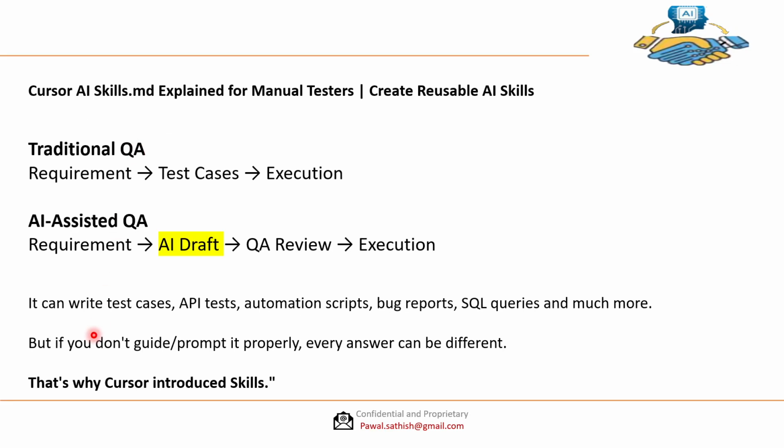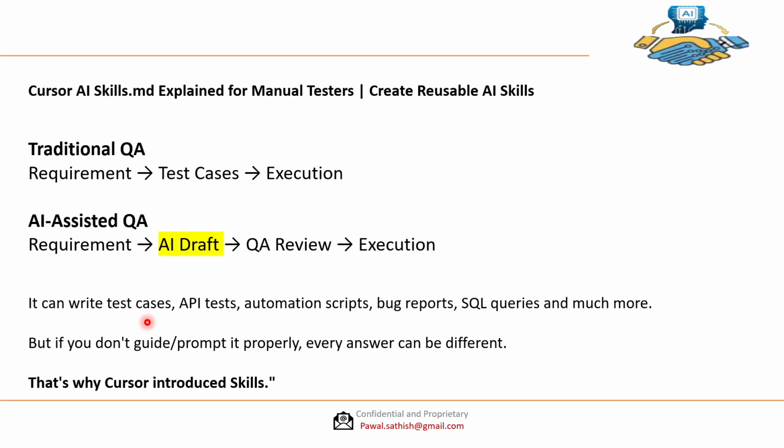Now if you see here, in one go I mentioned the traditional QA approach: requirement to test case and execution, all of these are manual activities. Here, with AI assistant QA, it's requirement to AI draft. But the drawback is that as and when we give a different prompt, or the same prompt again and again, we get different results. Then again we need to do a QA review, and after that execution.